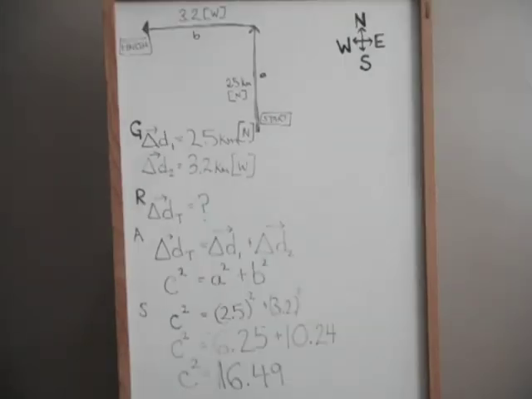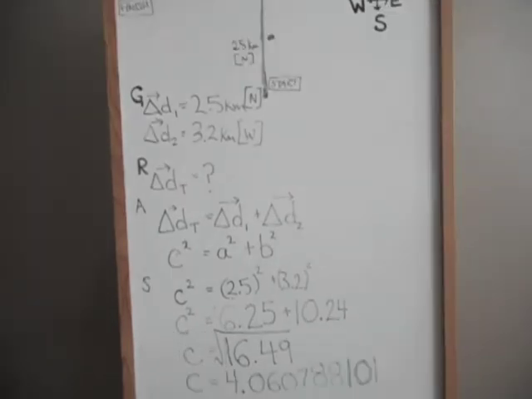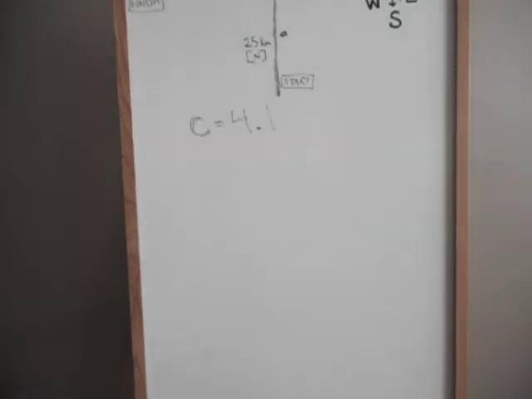Now, 6.25 plus 10.24 equals 16.49. But since the c value is still squared, we're going to need to transfer it over to the other side. By doing this, we can simply find the square root of both sides. The square root of c squared simply equals c. The square root of 16.49 equals 4.060788101. Taking significant digits into account, we find that the final solution for c is 4.1. Remembering that we substituted in delta d total for c, we know that the total displacement is 4.1 kilometers.